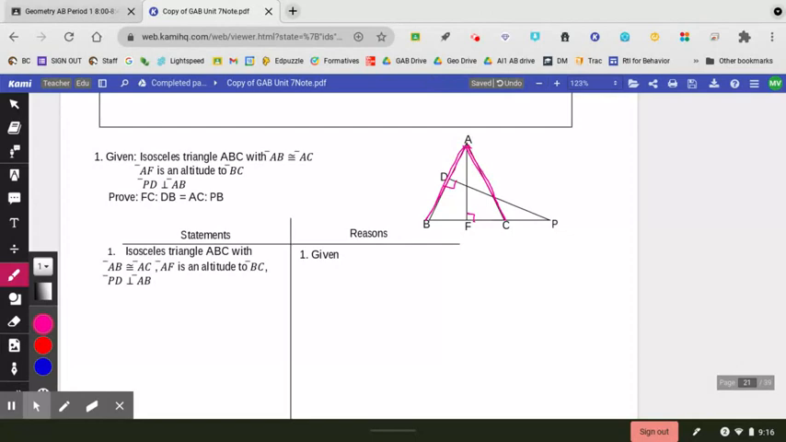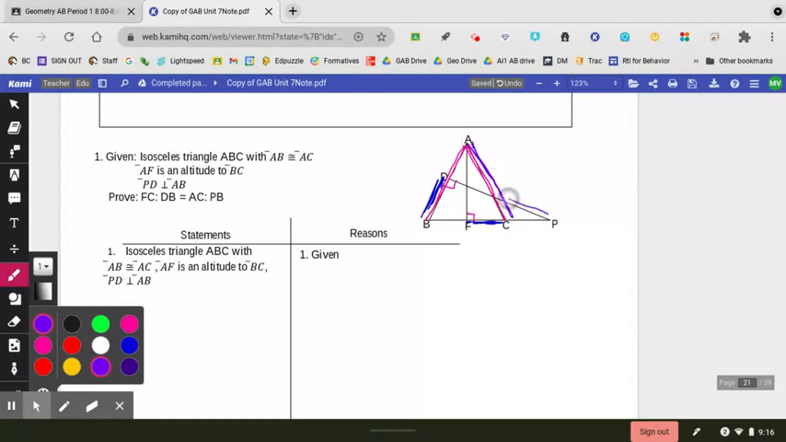So now we want to prove that FC to DB and AC to PB. So hopefully you can see here that I really have two triangles that I'm trying to prove similar. I'm trying to prove that PDB is similar to triangle ACF. And I saw that triangle based on the parts that I want to get in proportion. So let's see, how can we do that?